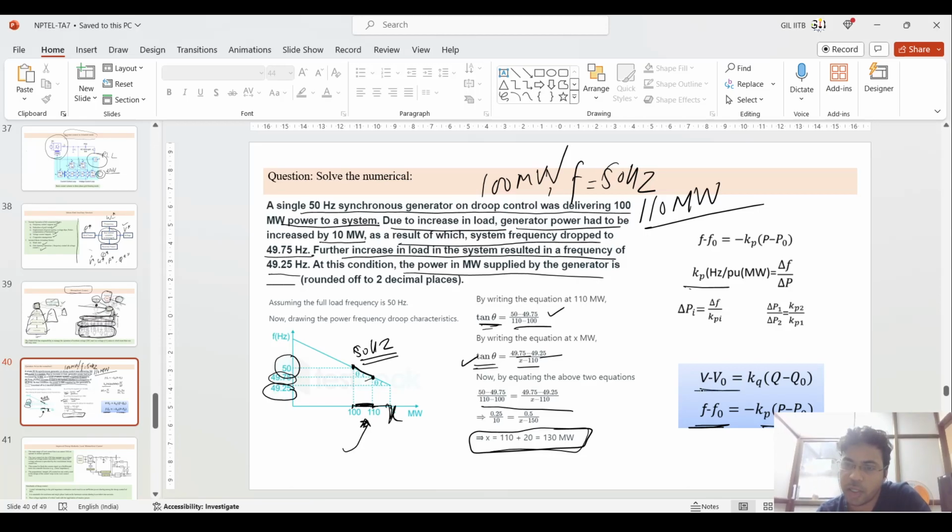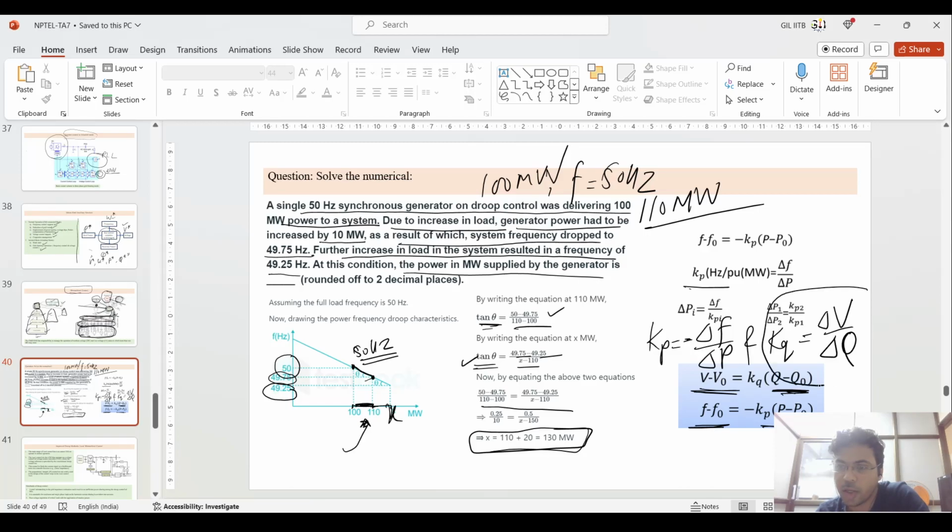Same concept with this: if your delta v changes, then your delta q will change. So there are two factors I've got. Kp is equal to delta f by delta p in negative, and Kq is equal to delta v by delta q. So there are two parameters, Kp and Kq. If you control Kp and Kq, you can control the P and the Q, and the F and the V.